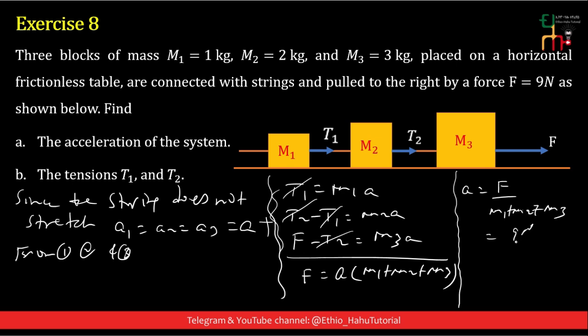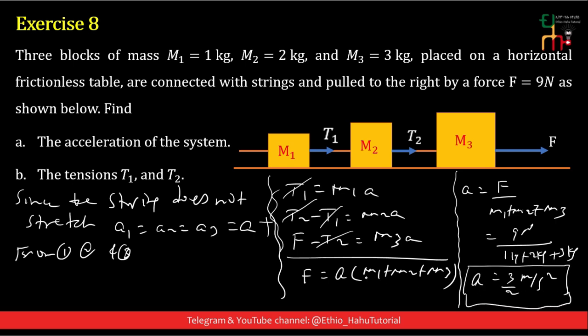F is 9 Newton divided by M1, 1 kilogram, plus M2, 2 kilogram, plus M3, 3 kilogram, is equal to 9 Newton divided by 6 kilogram, which is 3 over 2 meter per second square. Newton per kilogram is meter per second square. And this is the acceleration of the system that we have already found in the first case. After finding the acceleration, substitute this into the first, second, and third equations to determine T1 and T2. To find T1, let's substitute into the first equation.